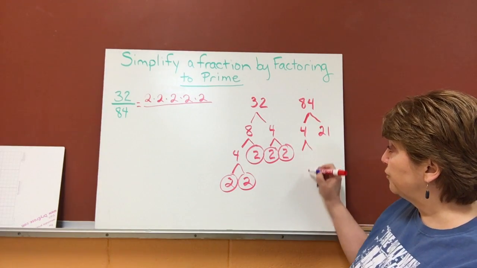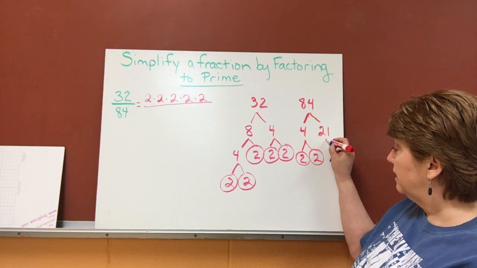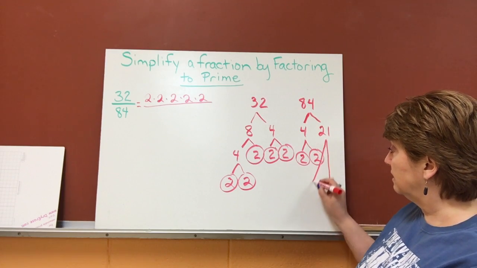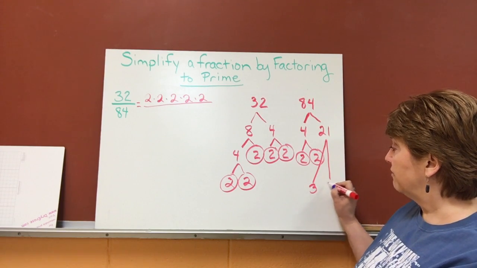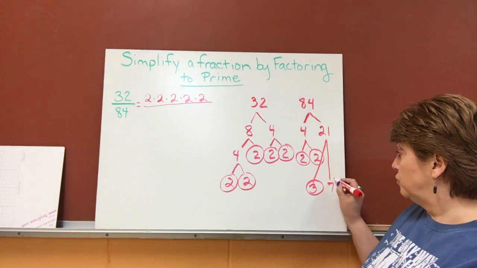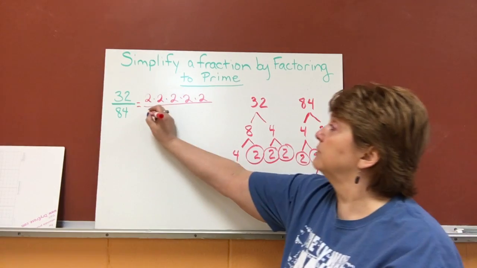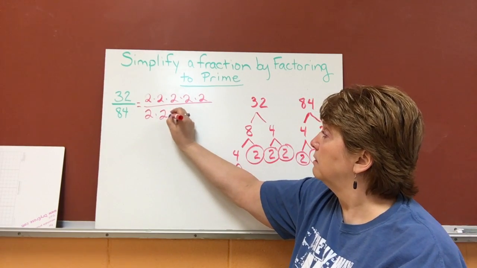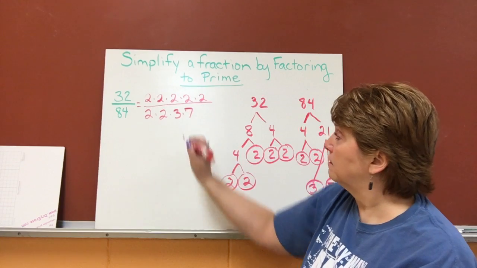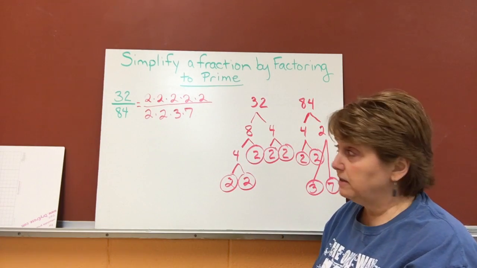Well, neither one of these is prime yet, so I have to keep going. So I have 2 and 2, and then for 21, I'm just going to move down here so I have some more room. I have a 3 times a 7 equals 21. So 84 then equals 2 times 2 times 3 times 7. Okay, so that was just basic factoring, which we've already done.